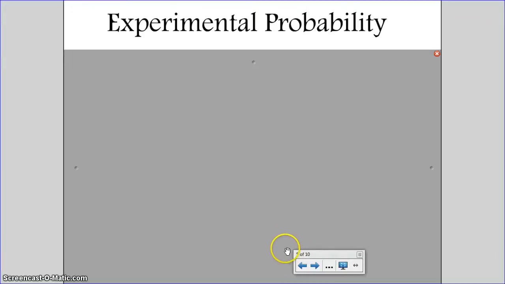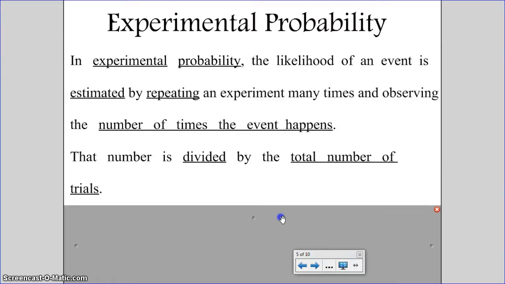Today we're going to be talking about experimental probability. So go ahead and follow along with your notes. In experimental probability, the likelihood of an event is estimated by repeating an experiment many times and observing the number of times the event happens. That number is divided by the total number of trials.